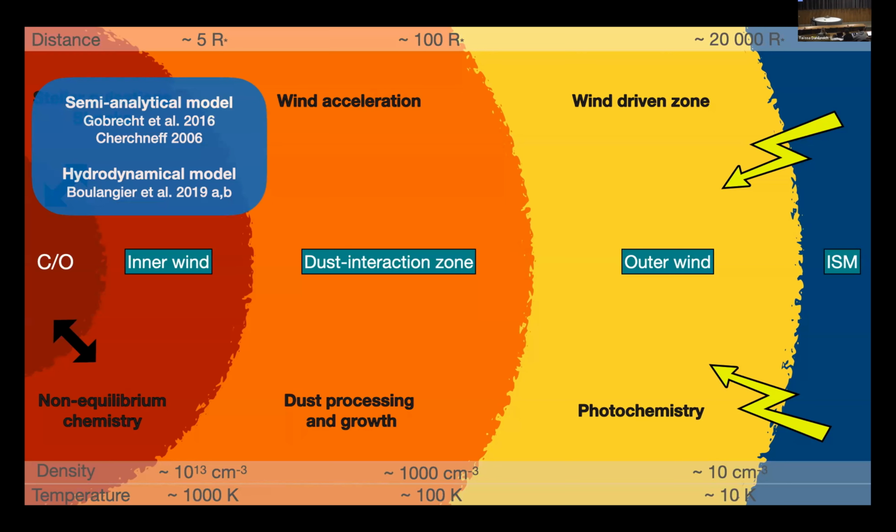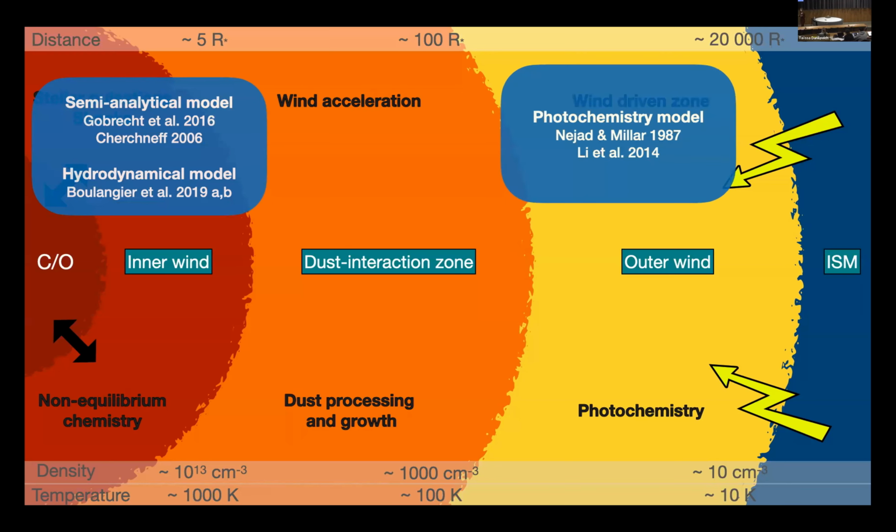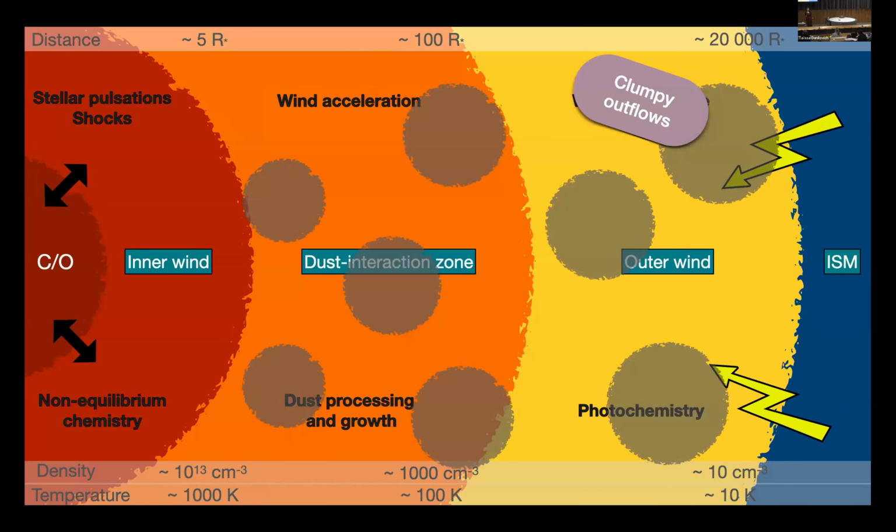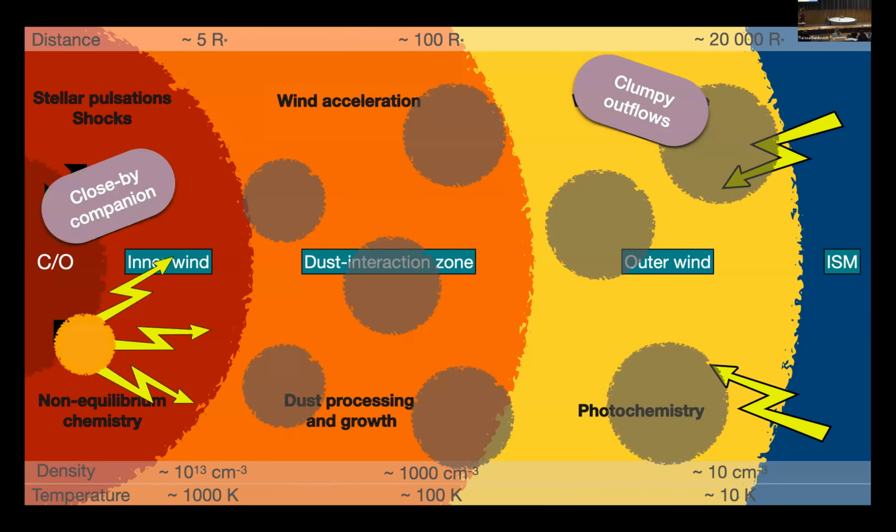And then you have chemical kinetics models that are geared towards the photochemistry of the outer regions, and you can extend them inwards to include dust-gas interactions as well. But all of these models are one-dimensional, which means that they are inherently spherically symmetric. Now, you can make some tweaks to take asymmetries into account. You can, for example, introduce clumpiness, either by using a porosity formalism or a different parametrization. And you can also take the effects into account of a close-by stellar companion.